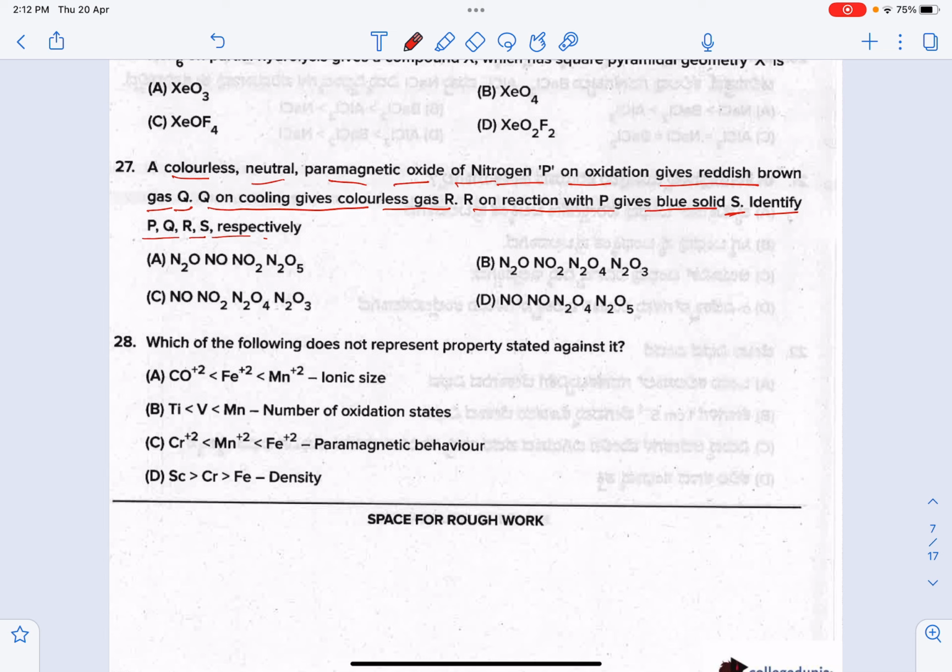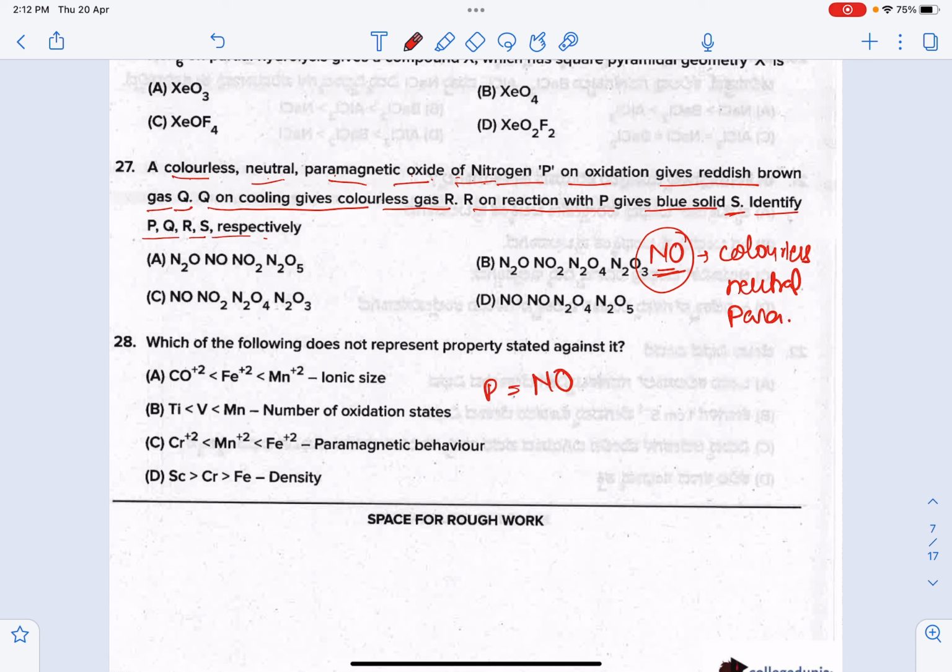Okay, now you should remember that NO. NO is a colorless, neutral and paramagnetic gas. Okay, this is nitrogen monoxide. So here, talking about a colorless neutral paramagnetic oxide of nitrogen, it is nitrogen monoxide. Okay, now we can say that P is NO.